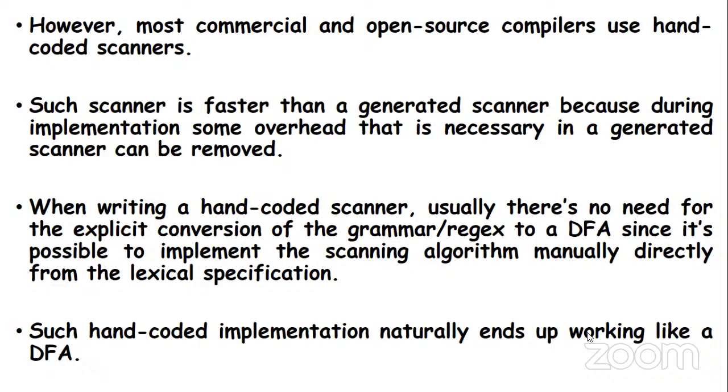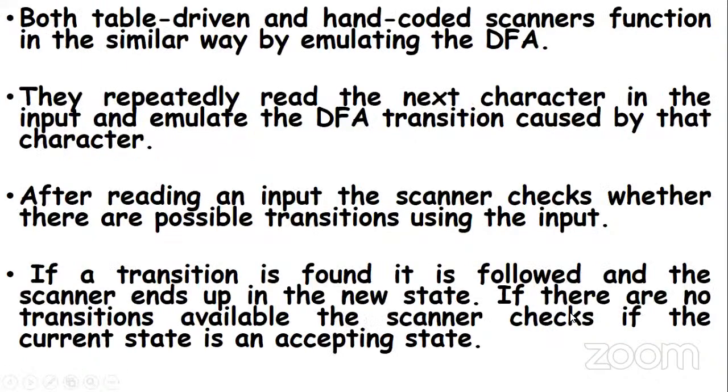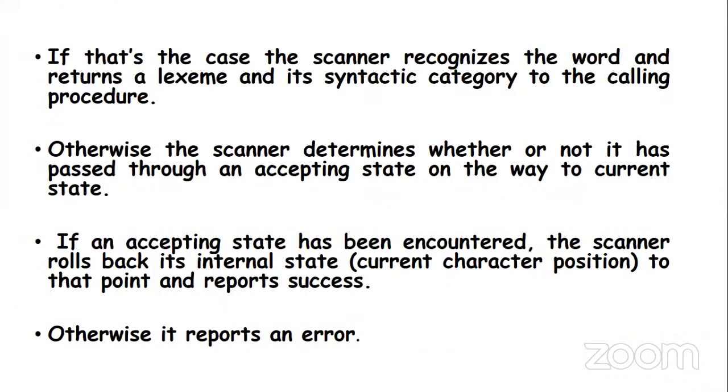Well, I just put that there for you to look at some of the application and explanation of the use of scanners. So if an accepting state has been encountered, the scanner rolls back to its current character position at that point and reports success. Otherwise, it reports an error. So those are the basic applications of the DFA, which is the finite state automaton.